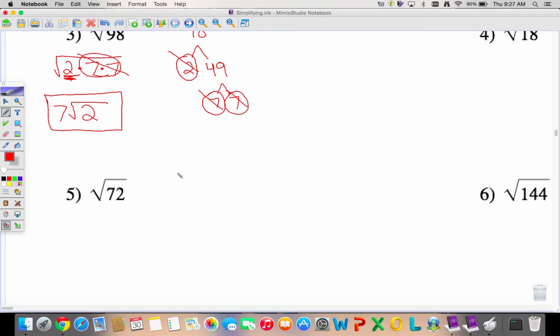Alright, number 5. You have the square root of 72, so I'm going to write down 72. I need two numbers that go into 72. Two numbers that pop into my head, or you can, like I said, do it in your calculator, are 8 and 9.